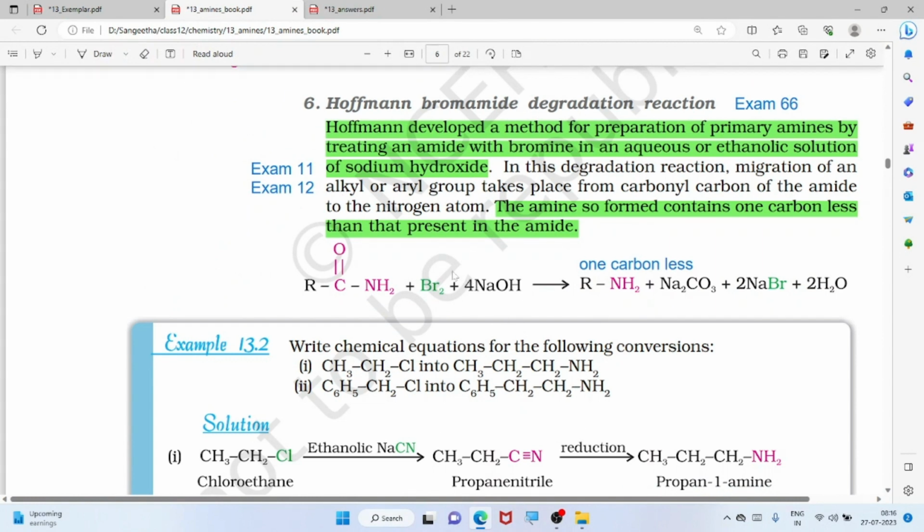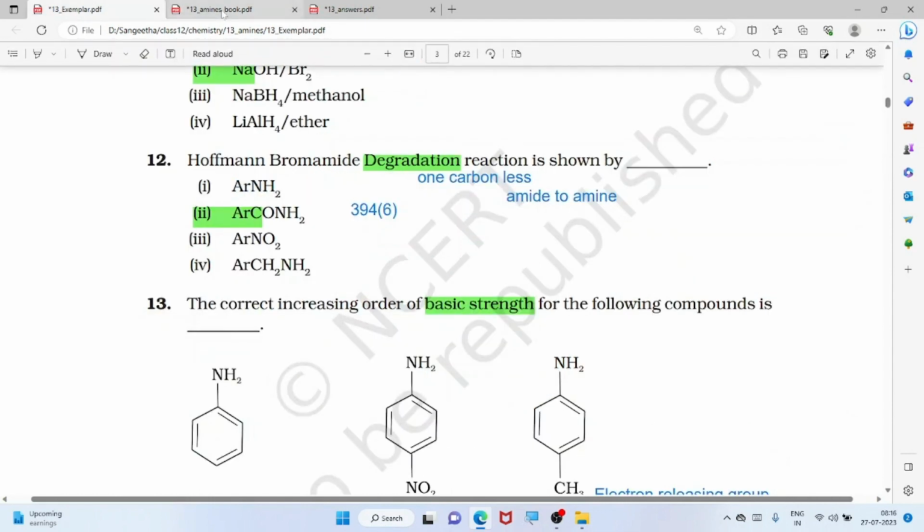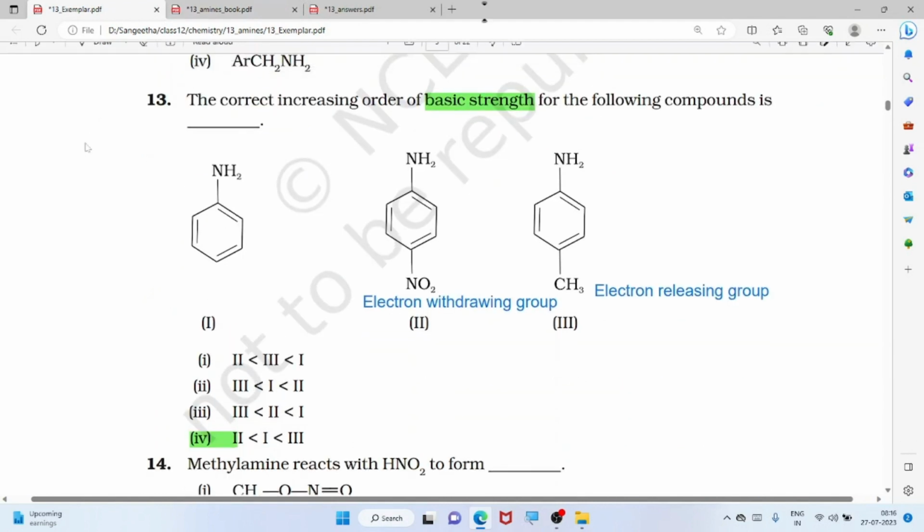Here Ar means aryl. Okay, aryl. The correct increasing order of the basic strength of the following compounds. The electron releasing group makes it more basic. Here also this is an electron withdrawing group. This is very less basic, so this will come first, then this, then last, because of this electron withdrawing group. So this is the least and this is the strongest.